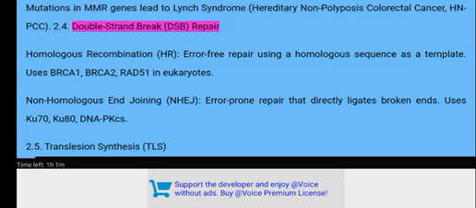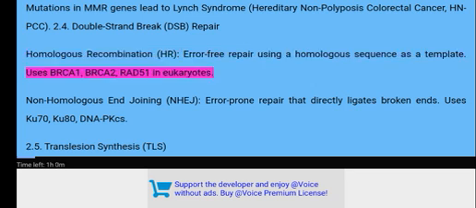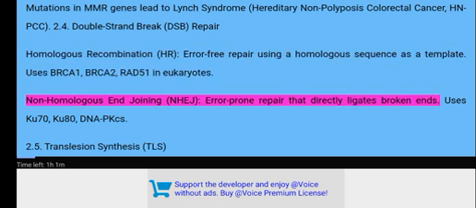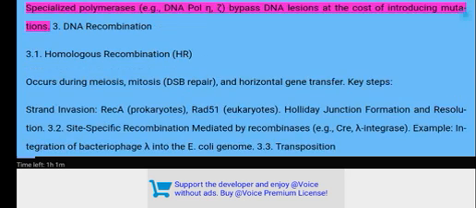2.4 Double-strand break, DSB, repair. Homologous recombination, HR, is error-free repair using a homologous sequence as a template. It uses BRCA1, BRCA2, and RAD51 in eukaryotes. Non-homologous end joining, NHEJ, is error-prone repair that directly ligates broken ends. It uses Ku70, Ku80, and DNA-PKcs. 2.5 Translesion synthesis, TLS. Specialized polymerases, e.g., DNA pol eta and zeta, bypass DNA lesions at the cost of introducing mutations.